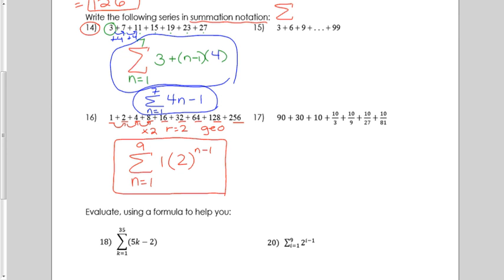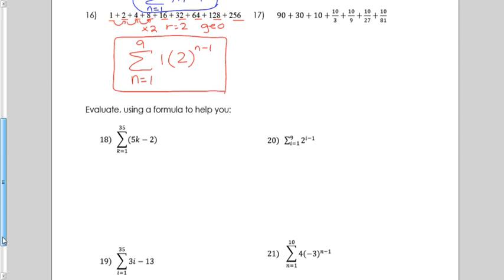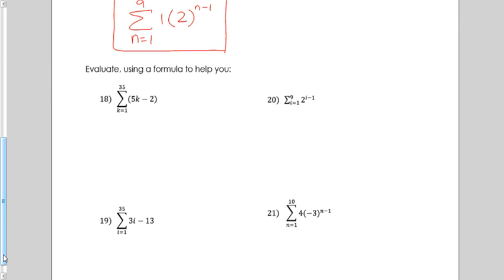If I had to evaluate in numbers 18, 19, 20, and 21, on those, I just need to figure out, what do I have? Do I have an arithmetic or do I have a geometric? How many terms? And what am I plugging into? So for example, I would usually start and plug in a term or two to be sure I have the right pattern. If I plug in 1 to this formula, I wind up with 3. If I plug a 2 into the formula, I get 8. If I plug a 3 into the formula, I get 13, and so on.